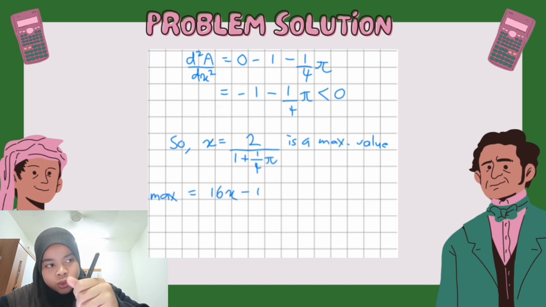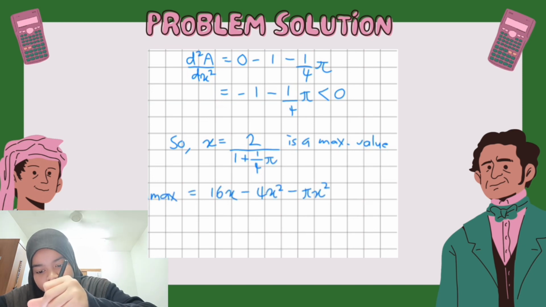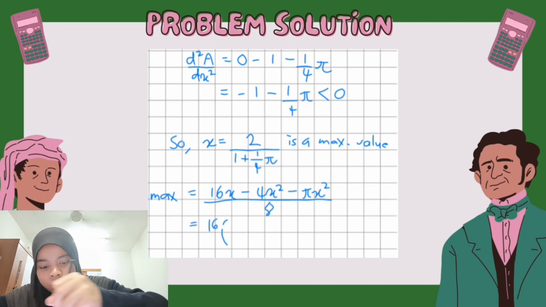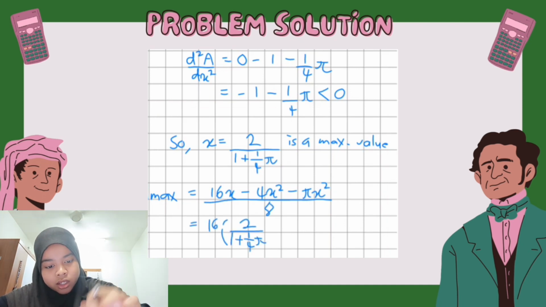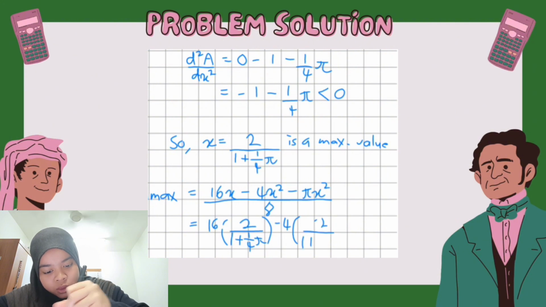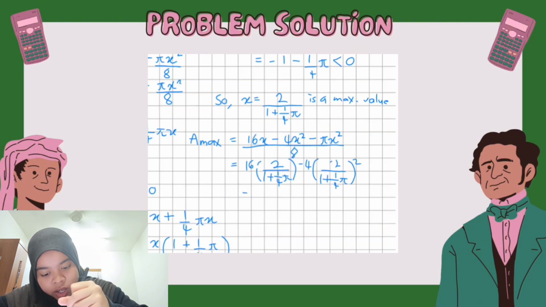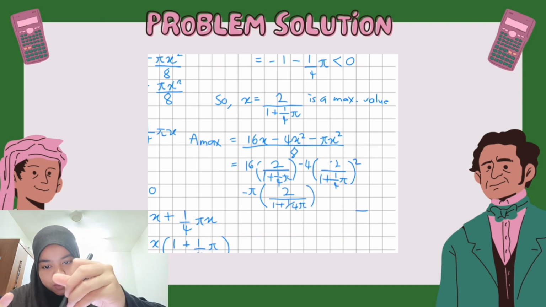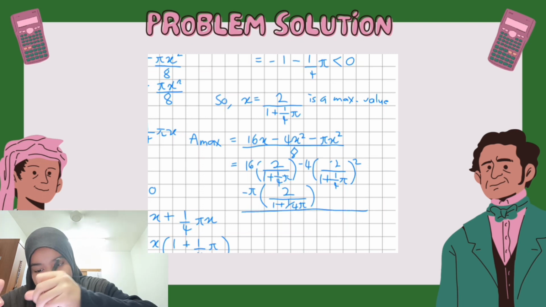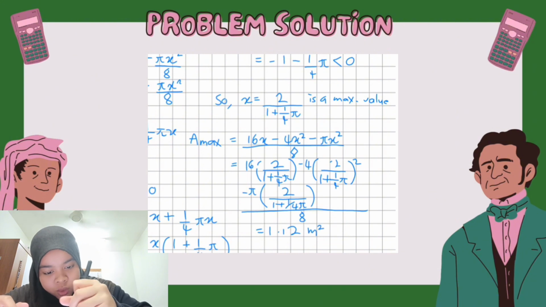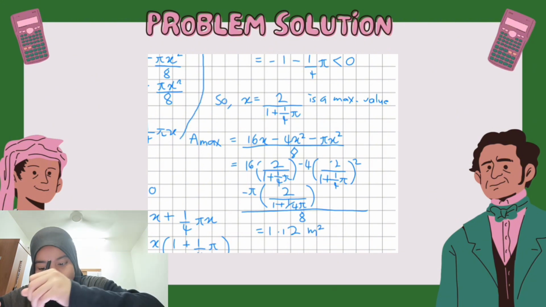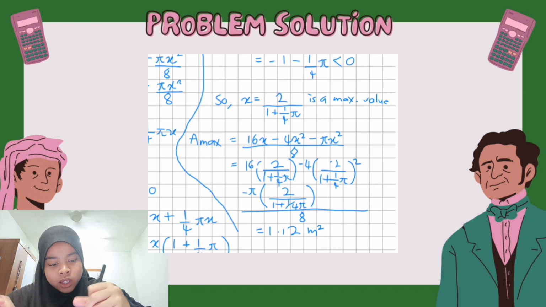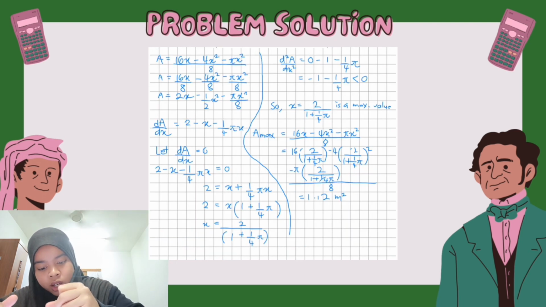Maximum area equals 16x minus 4x squared minus pi x squared over 8. Then we include the x in it: 16 multiplied by 2 over 1 plus 1 over 4 pi, minus 4 multiplied by (2 over 1 plus 1 over 4 pi) squared, minus pi multiplied by (2 over 1 plus 1 over 4 pi) squared, over 8. Then we calculate it, and we're going to get 1.12 meter squared. So that's how we solve the C question.